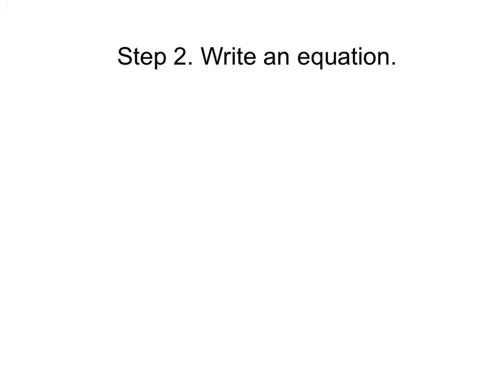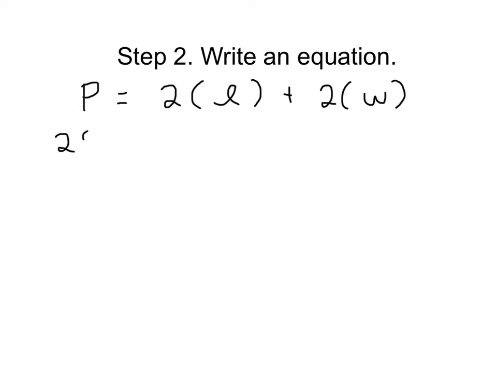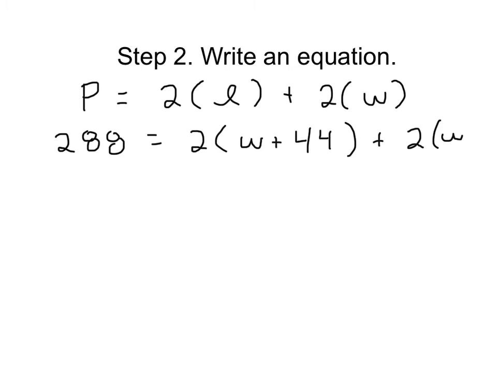The next step in solving this word problem is to write ourselves an equation. To find the perimeter of a rectangle, we know that the equation is the perimeter equals 2 times the length plus 2 times the width. In this example, the perimeter is 288. The length is the width plus 44. And the width itself we know to be W.